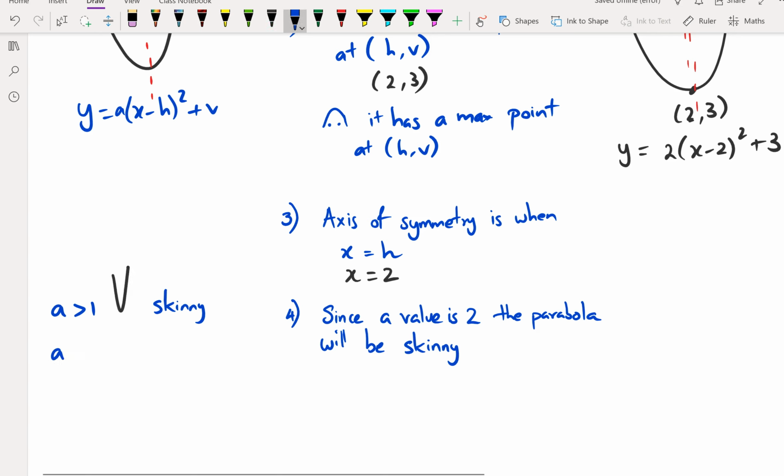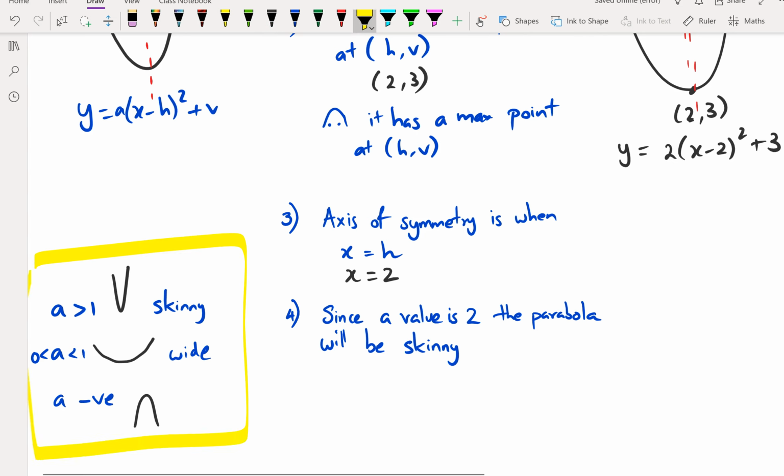But if the a value is between 0 and 1, then it will be very wide. And if the a value is negative, then it looks upside down. Okay? So that is something worth remembering as well. For each graph, you need about 2 features. Ideally, I say to you guys, give as many of the features as you can, because you can just keep writing about it, that's all.